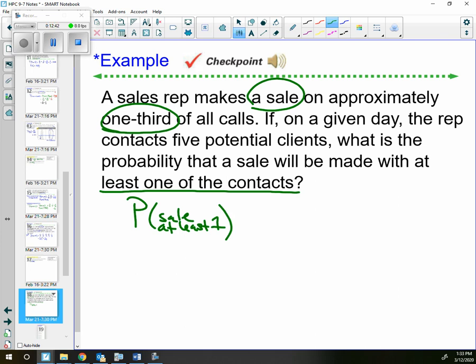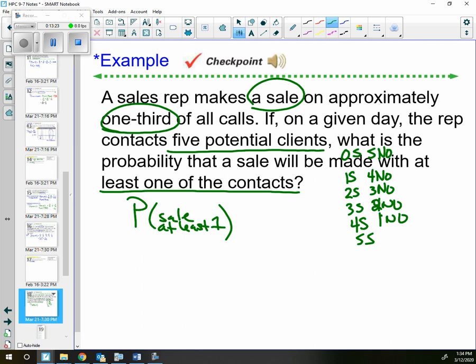All right, so he's making 5 calls, right? 5 potential clients. So if he makes a sale on at least one of the calls, that means he could make 1 sale and 4 no sales. So we'll kind of keep track here. 1 sale, 4 no. Or he could make 2 sales and 3 no. He could make 3 sales, 2 no's. Or he could make 4 sales and 1 no, or he could make all 5 sales. So the only option that's not being represented here is no sales at all, and so 5 no's. So no sales, everything's a no.